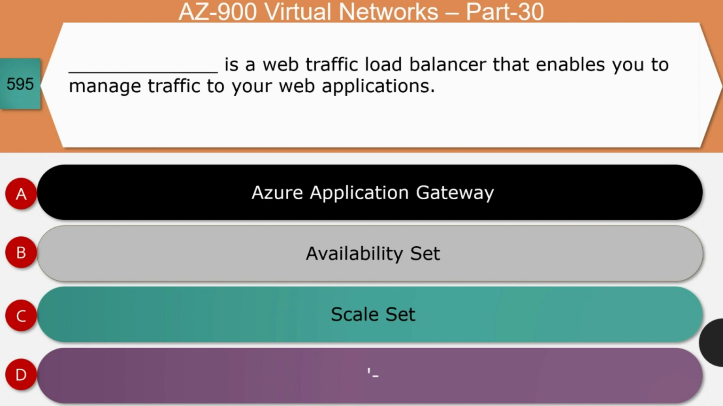Next question. Dash is a web traffic load balancer that enables you to manage traffic to your web applications. Option A, Azure Application Gateway. Option B, Availability Set. Option C, Scale Set. The right answer for this question is Azure Application Gateway. Let's see the reason. Azure Application Gateway is a web traffic load balancer that enables you to manage traffic to your web applications. And so the right answer for this question is option A.